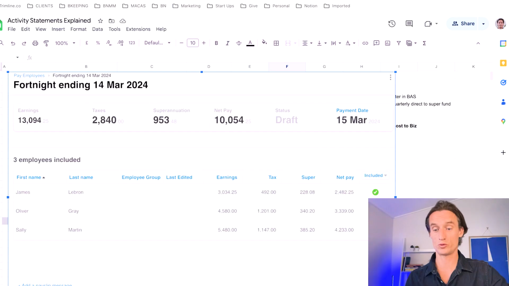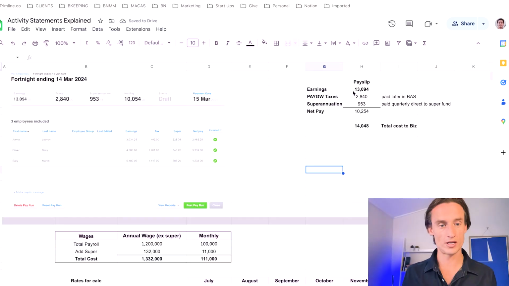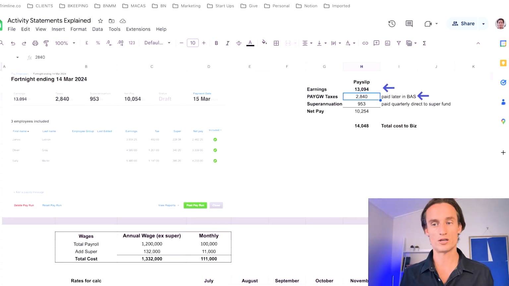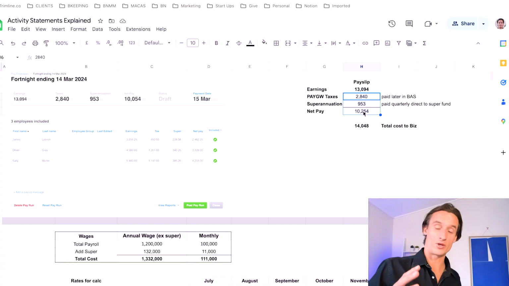So those are the 2 things we're talking about when we talk about employment liabilities. The confusing thing with how Xero lists it: you can see that 13 grand from the payslip, 2 grand is pay-as-you-go withholding, and then they list the 9 grand of the 953 superannuation. In my head, I always think that the 10, the 9, the 2 should add up to 13, but they never do, because super is excluded from the calc. It's just on the net pay and added 11%.